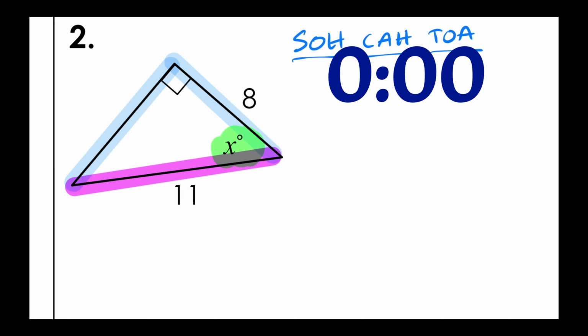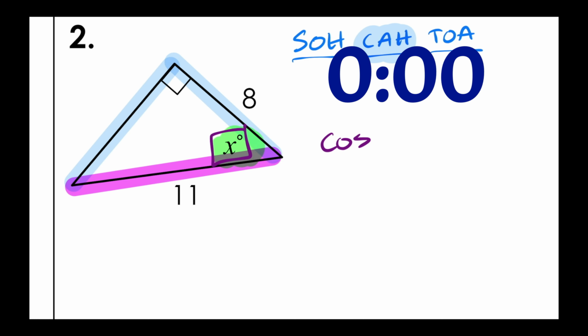And how do you know? Because it's right here, CAH. The C stands for cosine. The A stands for adjacent. The H stands for hypotenuse. Adjacent over hypotenuse. And so let's set that up. Cosine of what? Cosine of the angle.